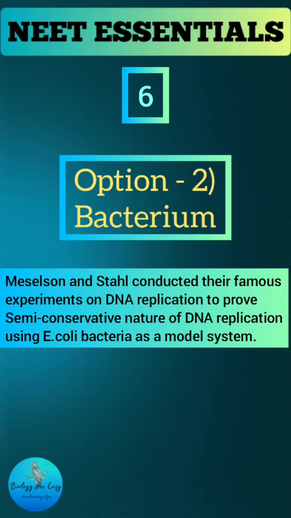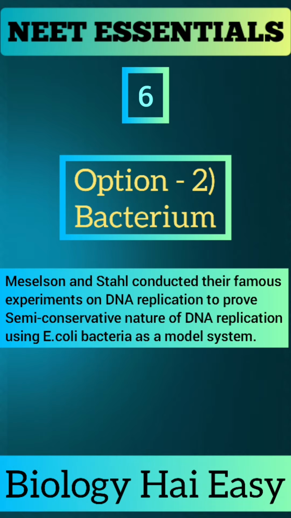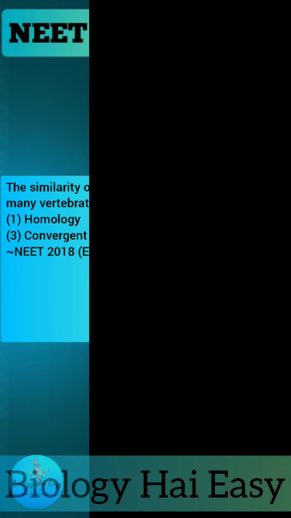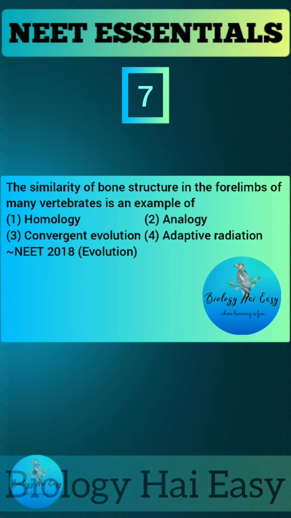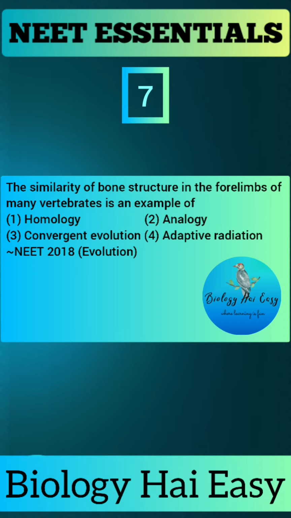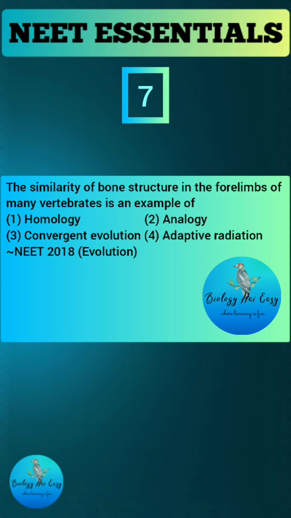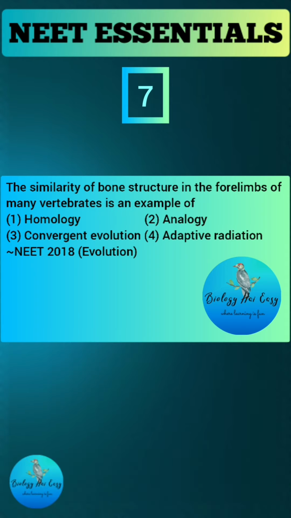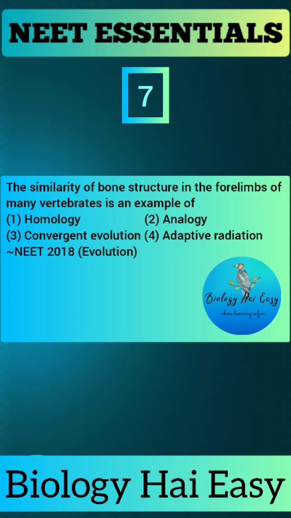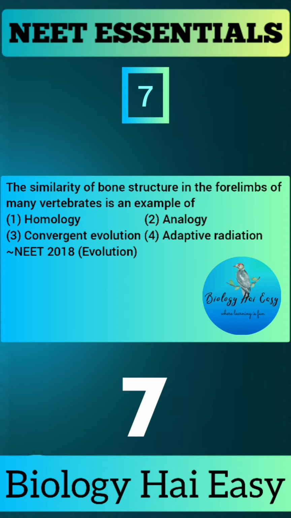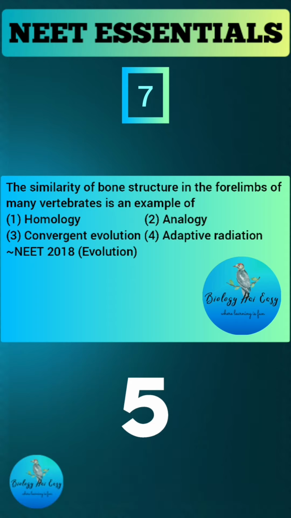Are you ready for our next question? Let's see what it is. And the next question is, the similarity of bone structure in the forelimbs of many vertebrates is an example of, and the options are homology, analogy, convergent evolution, adaptive radiation. And the countdown starts now. It is a very easy question and try to answer it correctly.